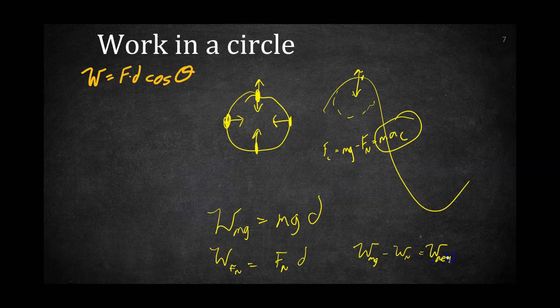And that gives us our net work. Meanwhile, if we take the situation where we have a mass on a string going through a vertical loop, let's say, now we have the weight force acting down and then the tension force pointed in.